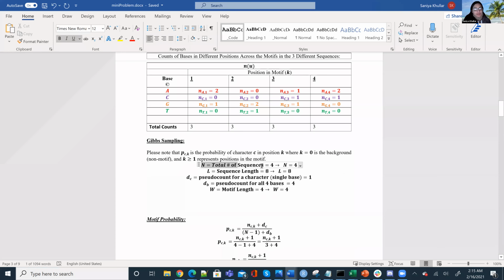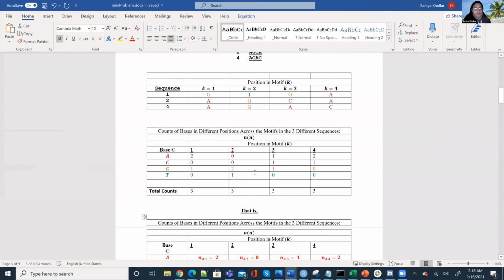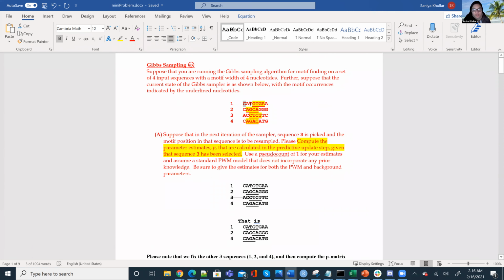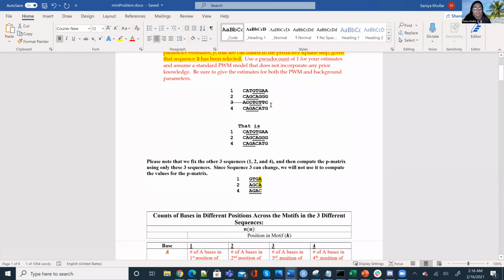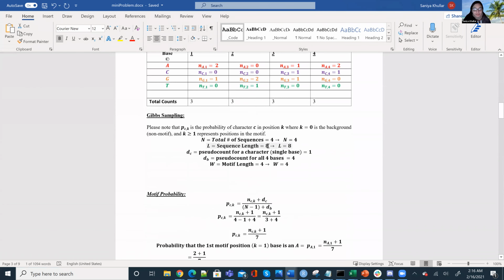So what you see here is n, the total number of sequences. To begin with, we had 4 sequences in this data set, so it's a toy example. So n equals 4. We're using 3 of them because we're holding out sequence 3, but in reality we have 4 total sequences. The sequence length is 8, L equals 8. And why is it 8? It's because in this original sequence we have 1, 2, 3, 4, 5, 6, 7, 8. That's how we know the sequence length is 8. Then we have the pseudo count for a character, and for a single base it is 1, as I mentioned.